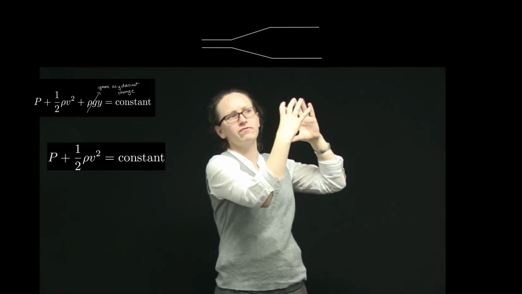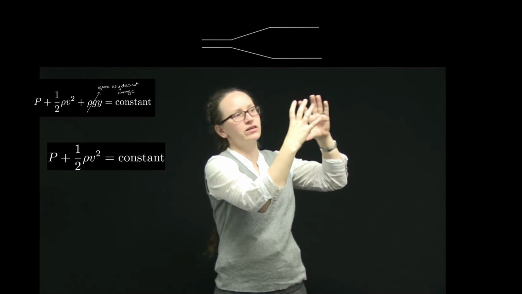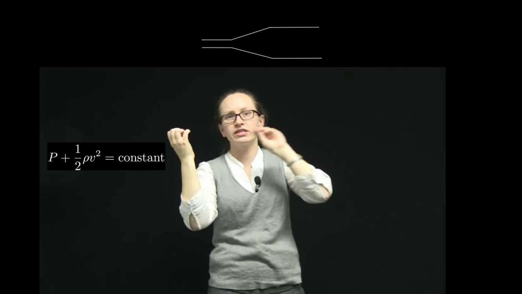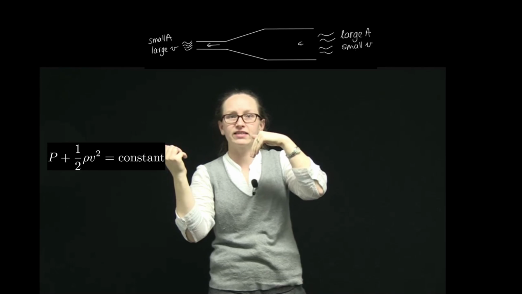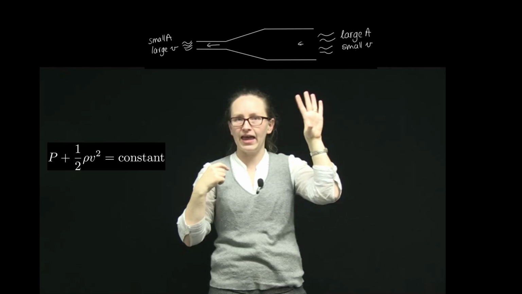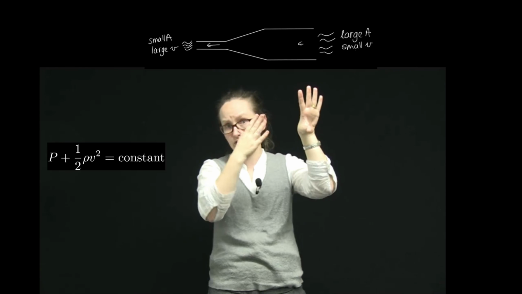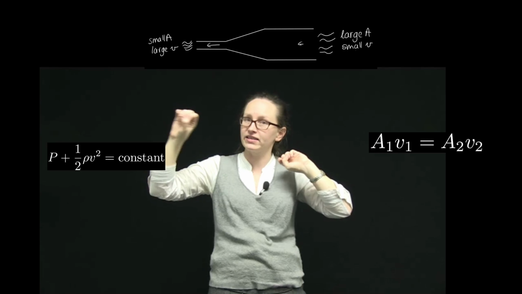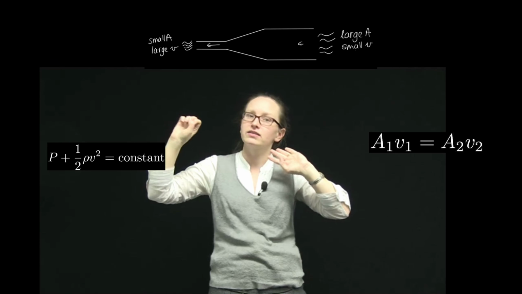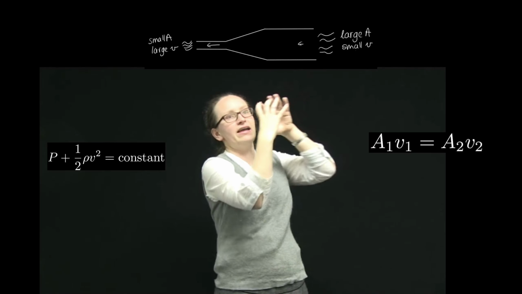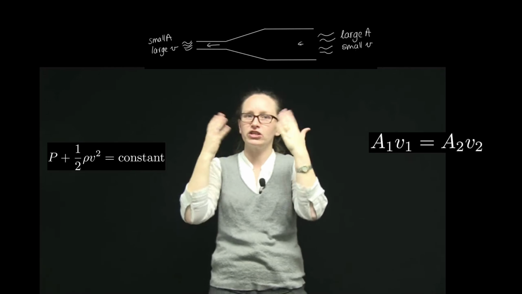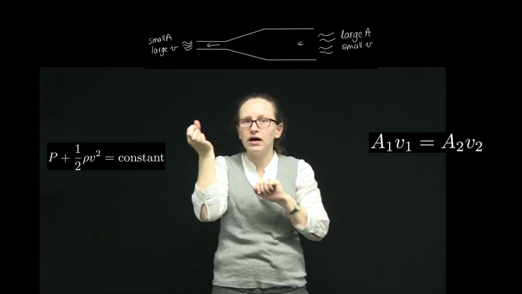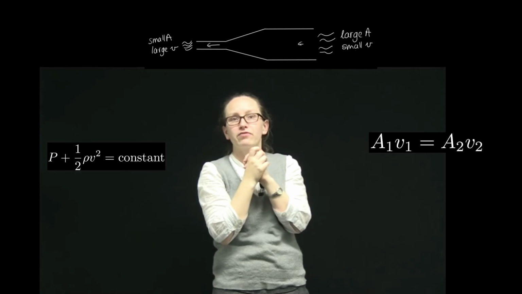Okay, so we start off in the wide pipe. As we go from the wide pipe to the narrow pipe, the cross-sectional area A decreases. Now, we've just seen that A1 times V1, the velocity in part 1 of the pipe, is equal to the cross-sectional area in the second part of the pipe, A2 times V2. So as A decreases, V has to increase. So in the narrow pipe, the velocity is much faster than in the wide part of the pipe.